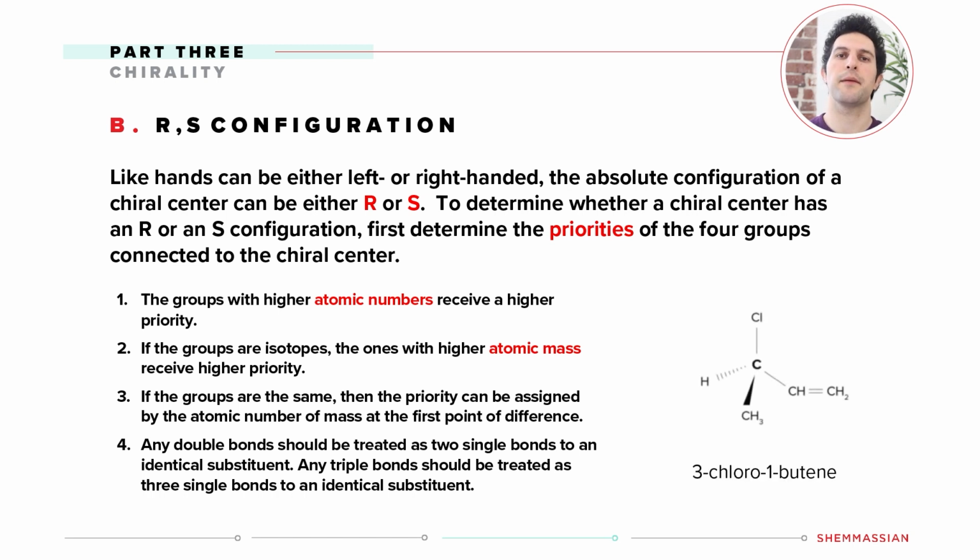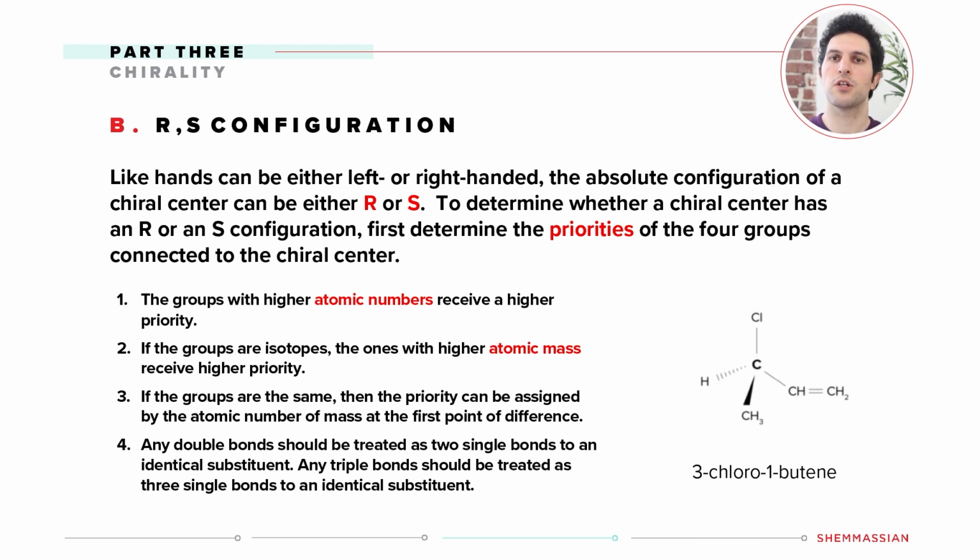Let's determine the absolute configuration of the compound 3-chloro-1-butene. 3-chloro-1-butene has one sp3 hybridized carbon atom that is connected to H, Cl, CH3, and H2C double bonded to CH, which are all 4 different groups. Thus, this is the chiral center. Next, the priorities of the attached substituents can be determined. Recall that atoms with higher atomic weight receive higher priority.